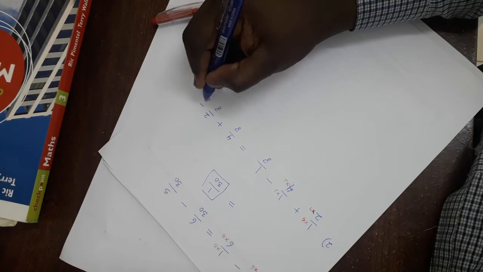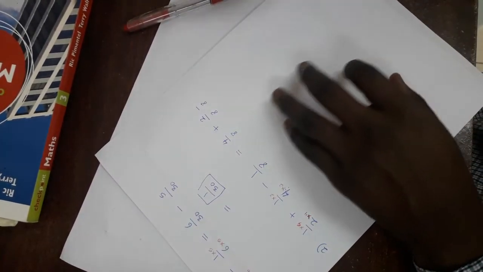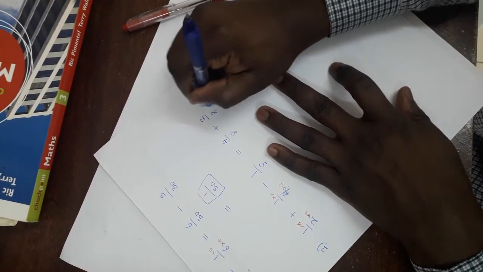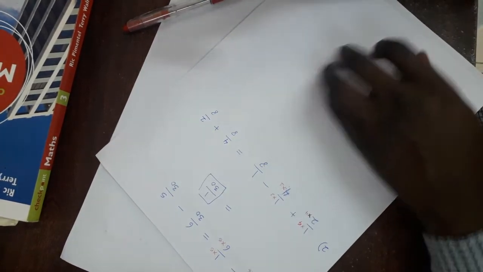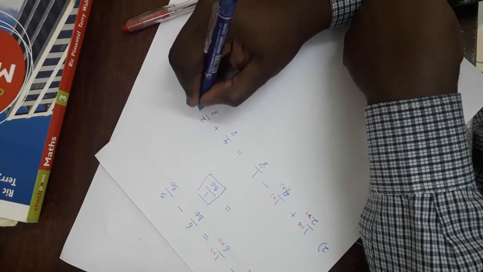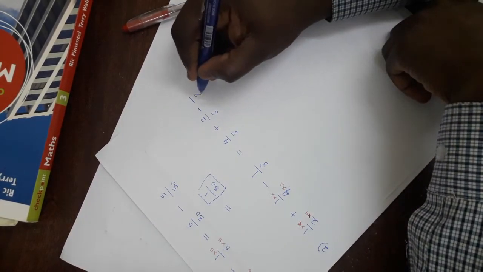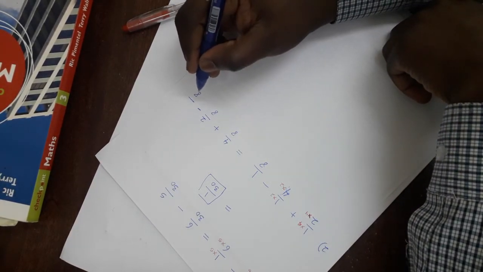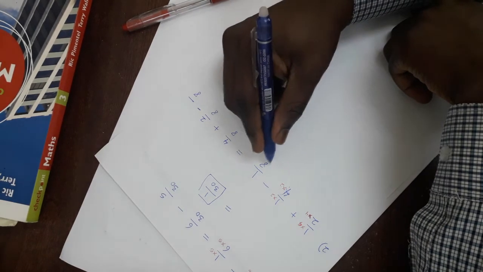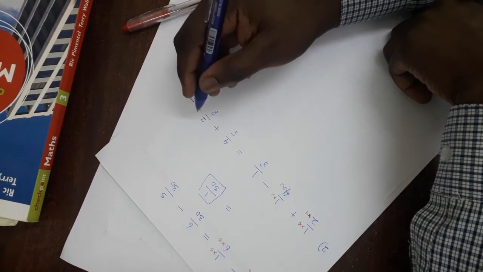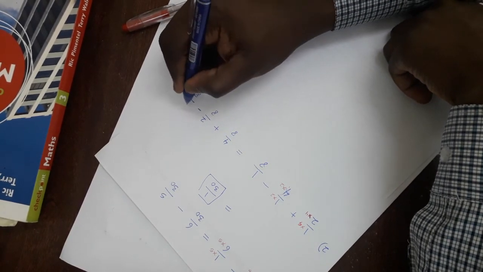Sorry, this is supposed to be minus. Alright, so this is the minus sign. Then for the next one, because my common denominator is 8, I'm not changing anything. So this fraction will remain the same. So I'll have my 1 here.